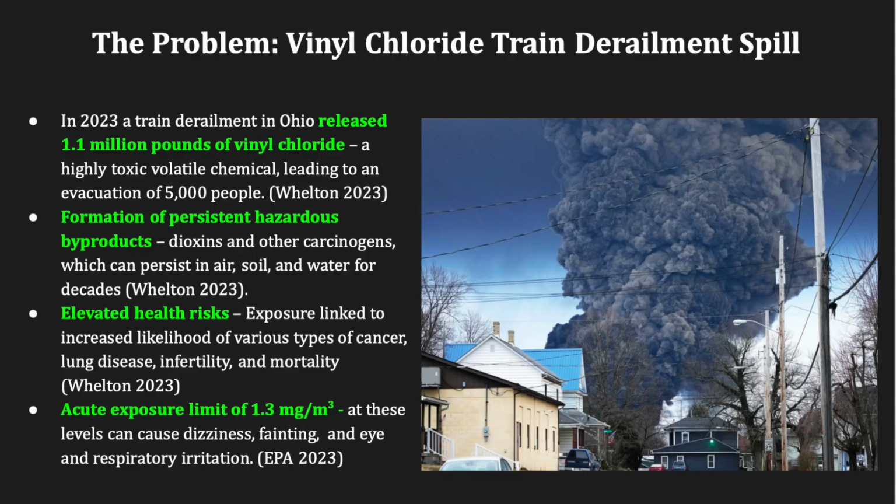As many of you remember, in 2023, a train in Ohio derailed, releasing 1.1 million pounds of vinyl chloride, which is highly toxic and volatile, which led to the evacuation of 5,000 people. Vinyl chloride can persist in the environment, and long-term exposure to it is related to cancer, lung disease, and even death. For this project, we will be considering the acute exposure limit of 1.3 milligrams per meter cubed set by the EPA, and at these levels, it can cause dizziness, fainting, and eye and respiratory irritation.